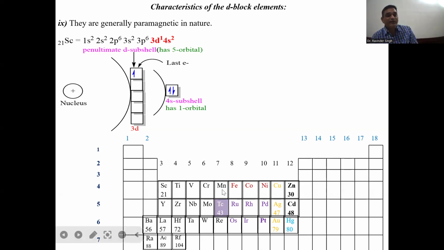After that, in manganese, 3d5 4s2, there are five unpaired electrons: 1, 2, 3, 4, 5. In chromium, six unpaired electrons, the maximum number of unpaired electrons. In manganese, five unpaired electrons.